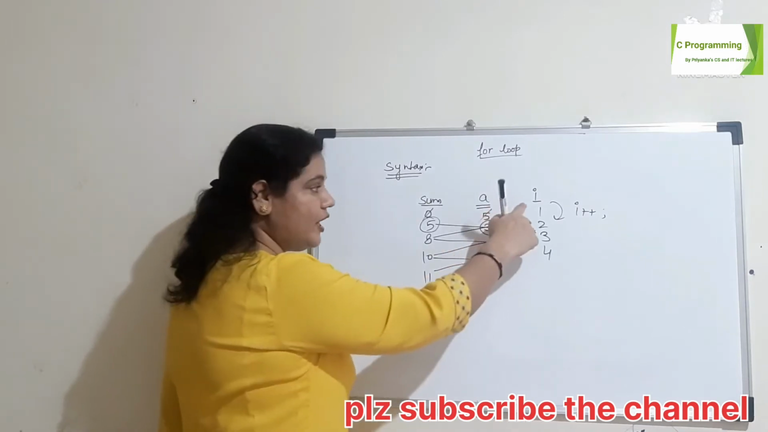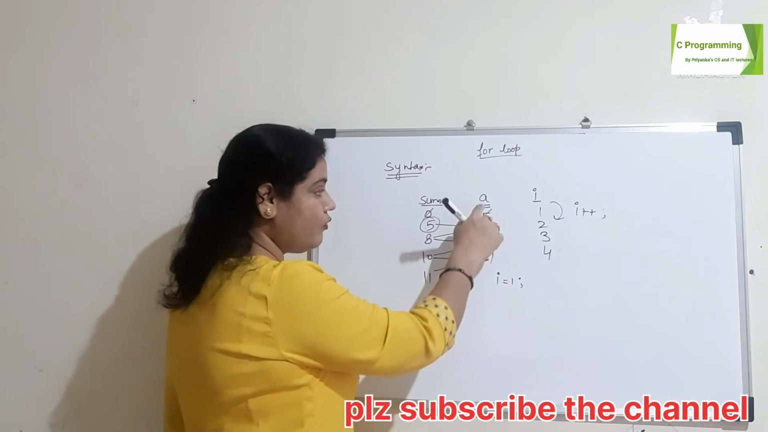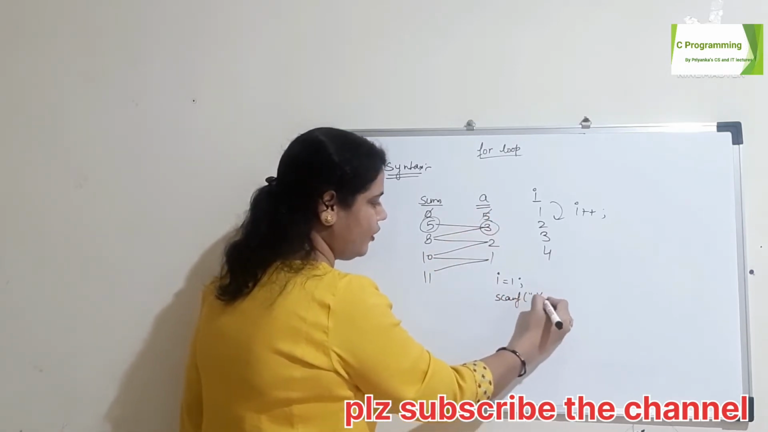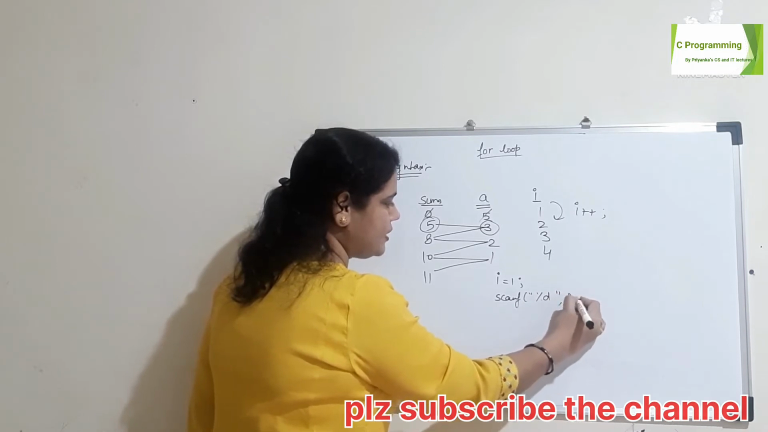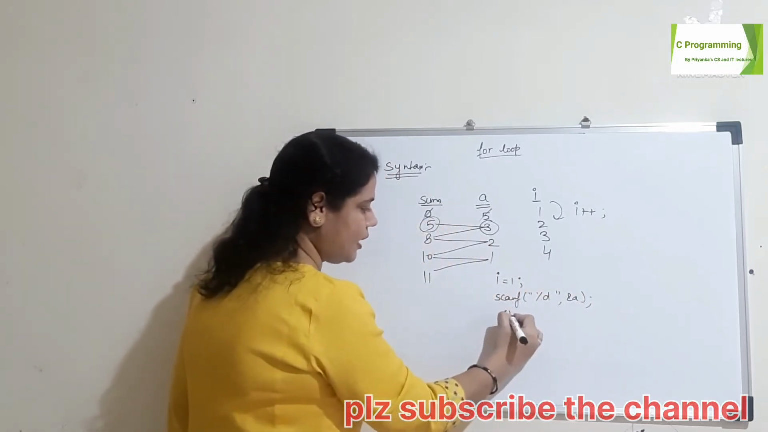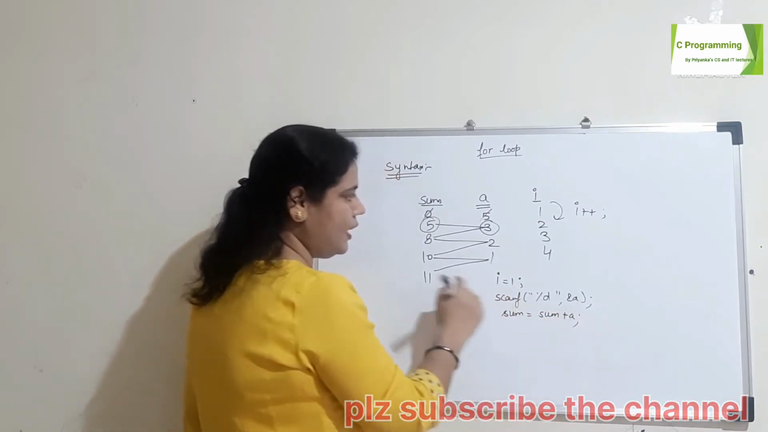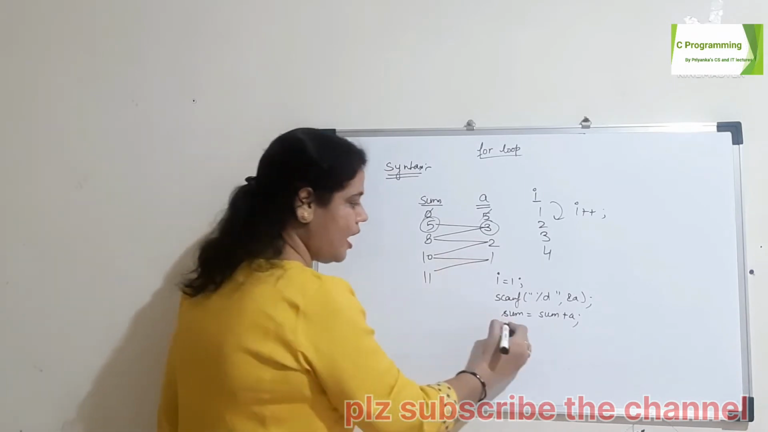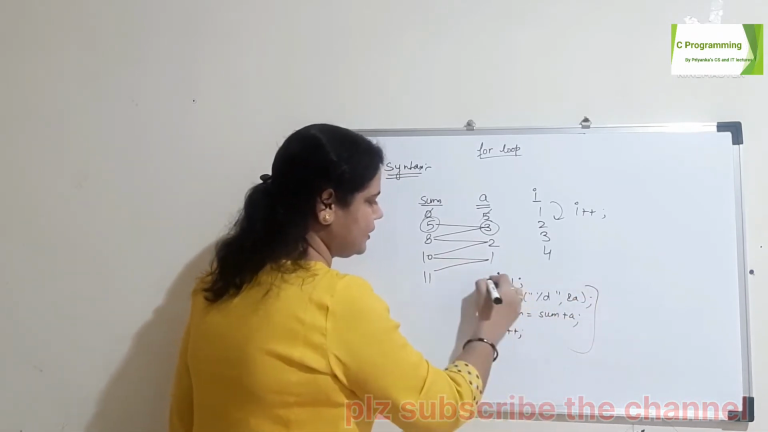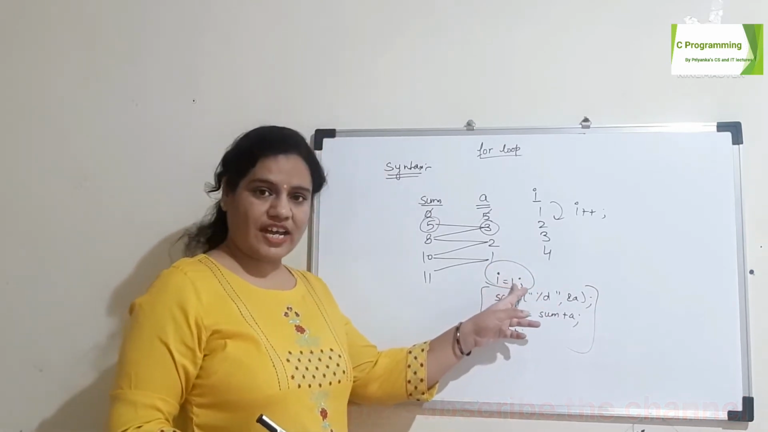What we are doing? We are initializing I by 1. Again, we are taking the value inside a. After that, sum is equal to sum plus a. Next, I plus plus. This is our iterated statement, the body of the loop, and this is the initialization.